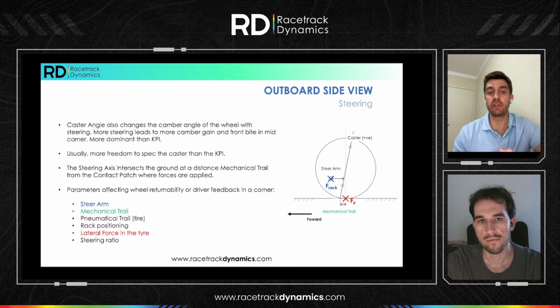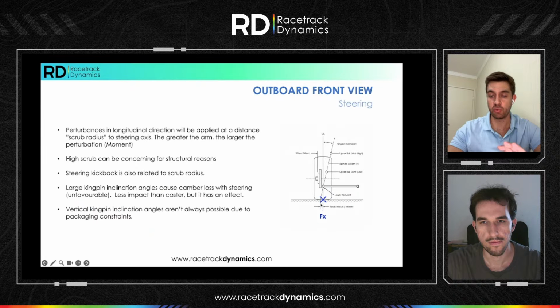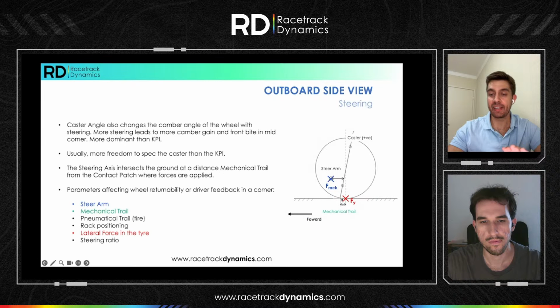Usually, but not always, there is more freedom to spec the caster than the KPI. Sorry, I think we moved a little bit too fast. Similarly to the front view, my steering axis is going to be in the side view. There's going to be a mechanical trail distance between the intersection of the ground and the steering axis, just as we had in the front. It is this distance again which is going to create the moment and the heaviness on the steering, and where the perturbations are happening, such as the lateral force.